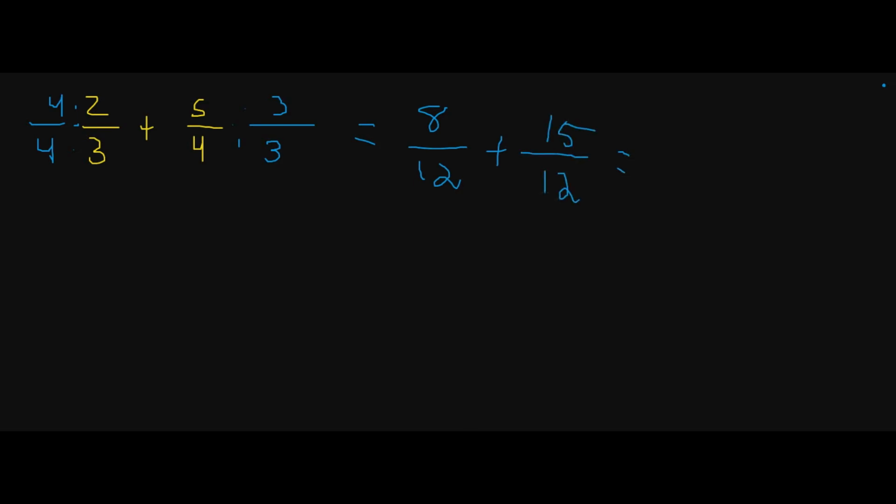Okay, now we can add it across. 8 plus 15 is 23, divided by 12. So here's an example problem where we have to have like terms in order for us to continue and actually add the numerator expression. Here we don't have like terms, so we had to multiply the opposites.